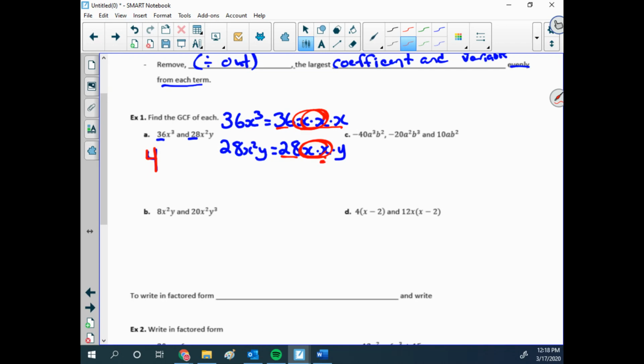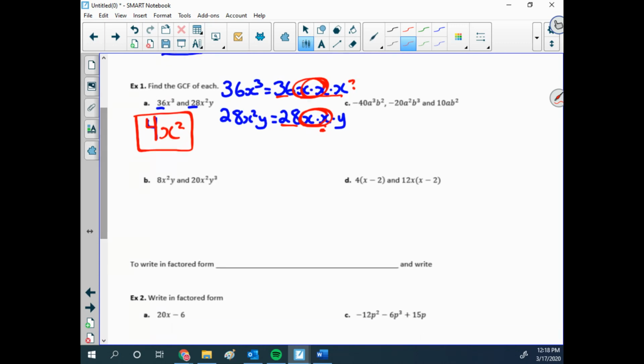So I could remove 2 x's, an x and an x, which I would write as x squared. And then how many y's could I remove evenly? Well, there's no y here, and there's a y here, so I can't remove a y evenly from each group. So my greatest common factor here is just 4x squared.